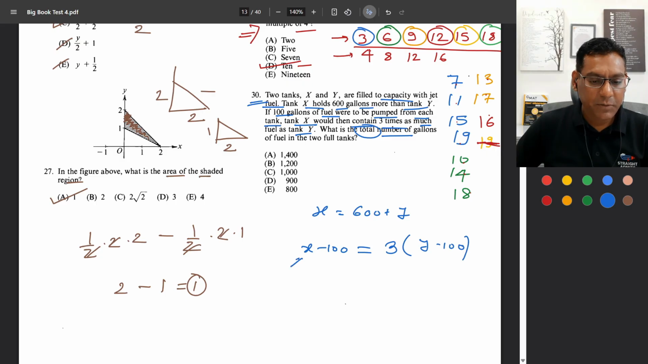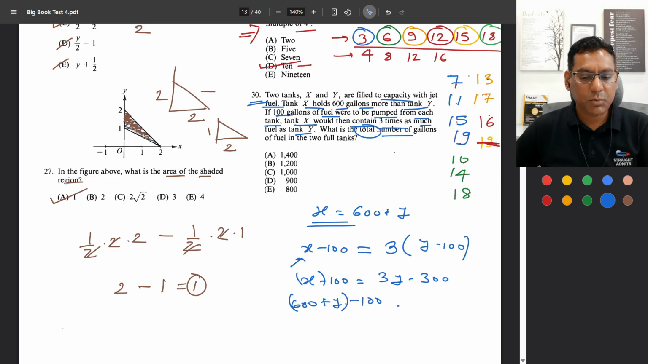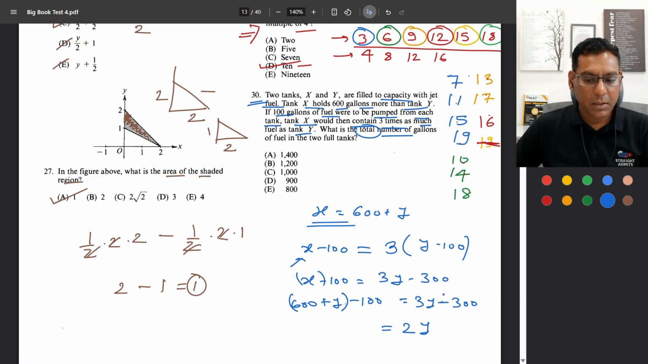Okay, so let's first start from here. So x minus 100 is equal to 3y minus 300. Let me replace x as 600 plus y. So 600 plus y minus 100 is equal to 3y minus 300. Let me get y on this side, so this y becomes minus y. I get 2y here. Let me get all the numbers on this side, so I get 600 minus 100, that is 500. 500 plus 300 is 800. So 2y is 800, y is 400, x has to be 600 plus y, that's 1000.